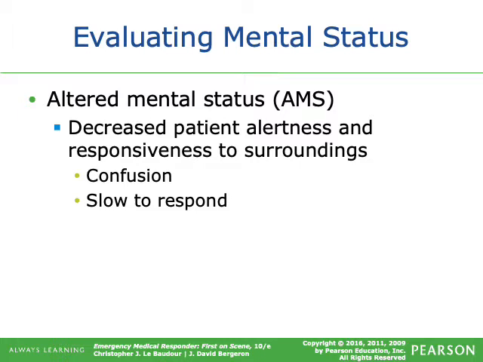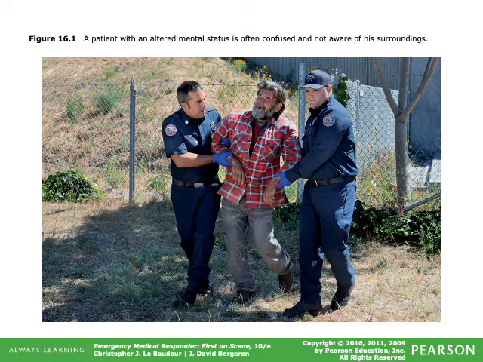A patient with an altered mental status is going to have decreased alertness and responsiveness to the surroundings. They may be confused and they may also be slow to respond. This can go much further than that, but that's an individual that's just a little bit altered. All right, this is a patient with an altered mental status. They're often confused and not really aware of what's going on.